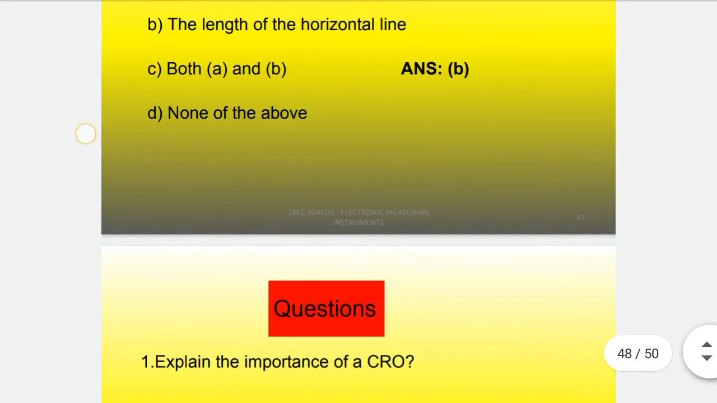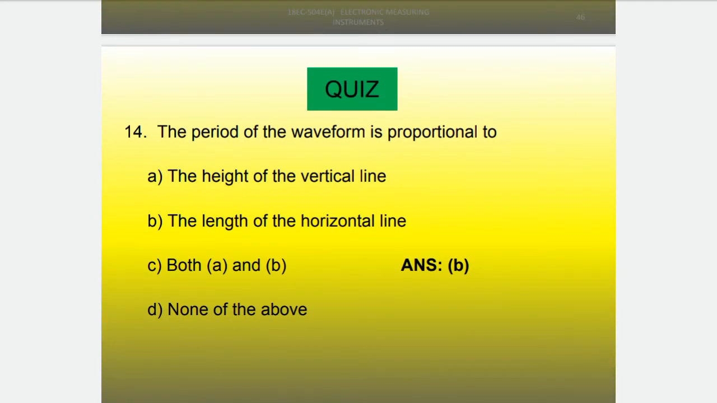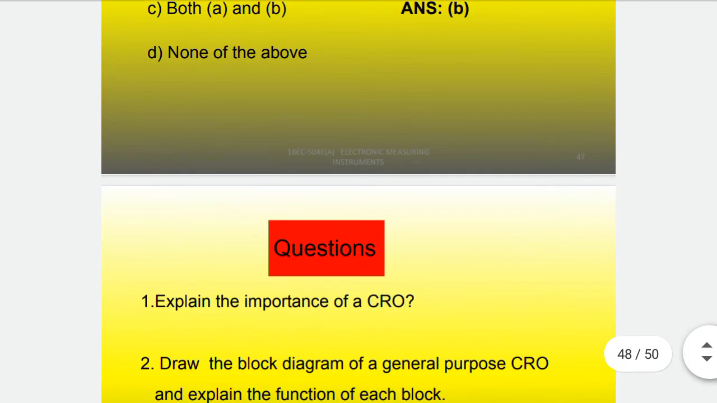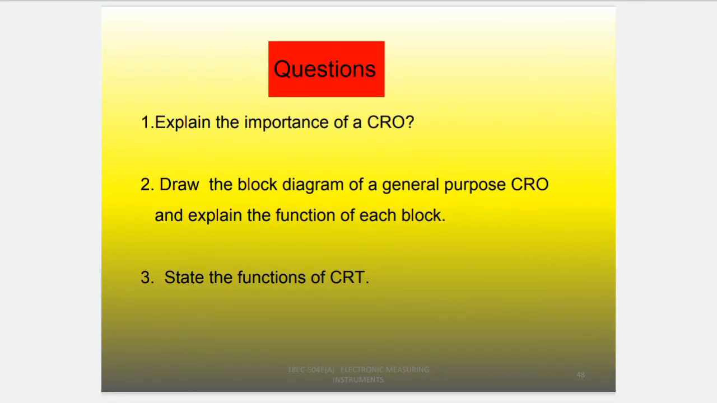These are the important questions which may come under ESET also. And now coming to the frequently asked questions, explain the importance of a CRO. That is the first question. And most important question, draw the block diagram of a general purpose CRO. It may come for the short answer question also. And it comes under essay question also, that is, draw the block diagram of general purpose CRO and explain the function of each block. And state the functions of CRT. This may come under short answer question.